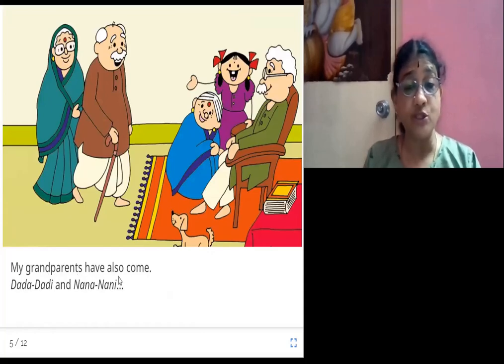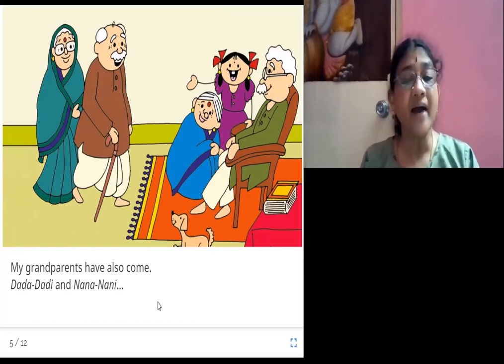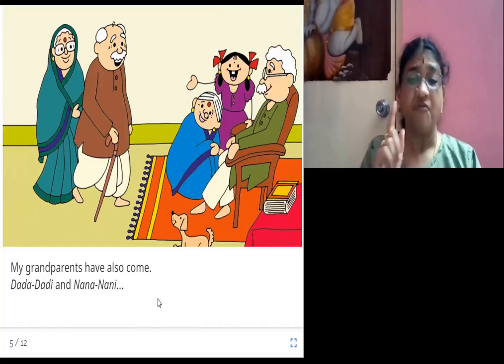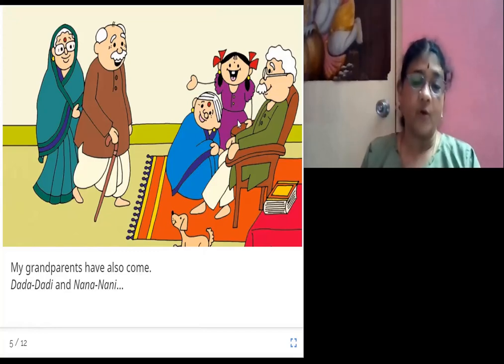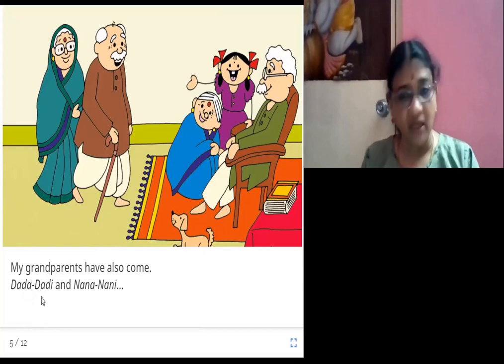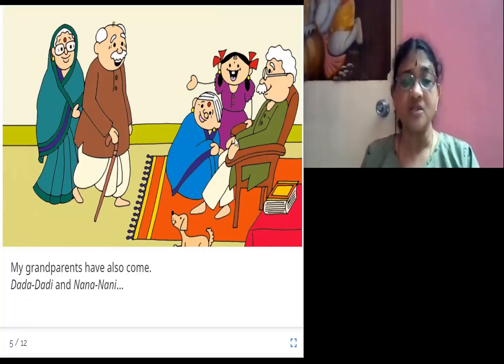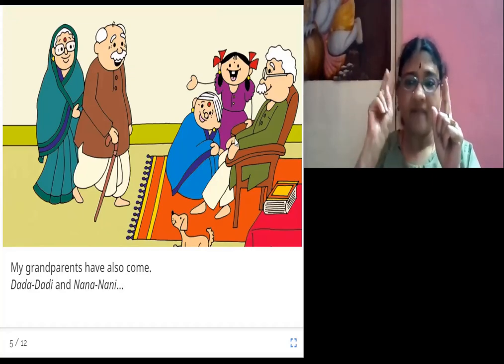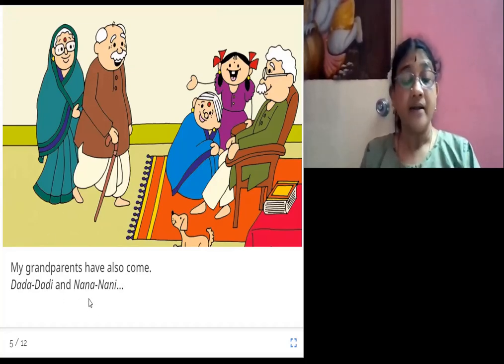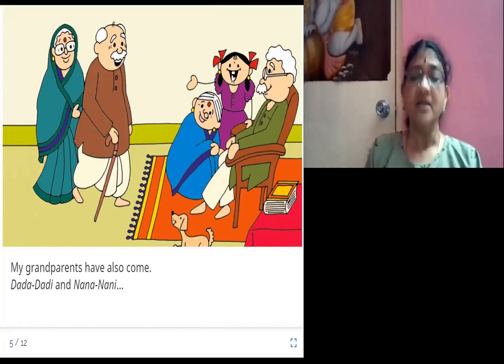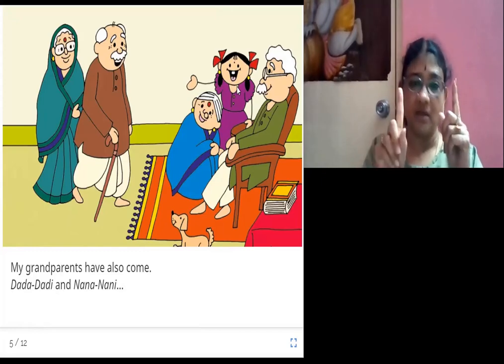My grandparents have also come. Dada, Dadi, and Nana, Nani. Here she explains about her grandparents. Grandparents meaning father and mother of this girl's mother and father. I will explain in detail. Dada Dadi means this girl Tuk Tuk's father's mother and father are called Dada and Dadi. And Nana and Nani means this girl's mother's mother and father.